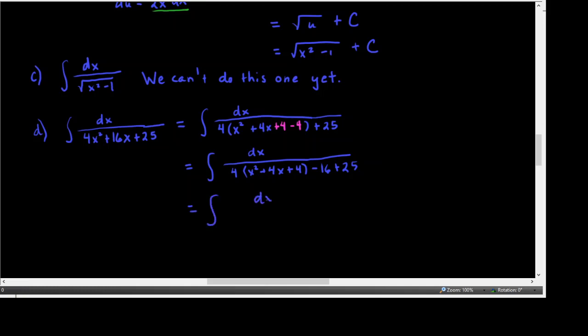So this factors to be 4 times the quantity, that's a plus sign, make sure that's clear, that's a plus sign, x plus 2, quantity squared, and then combining like terms, negative 16 and 25 is 9.